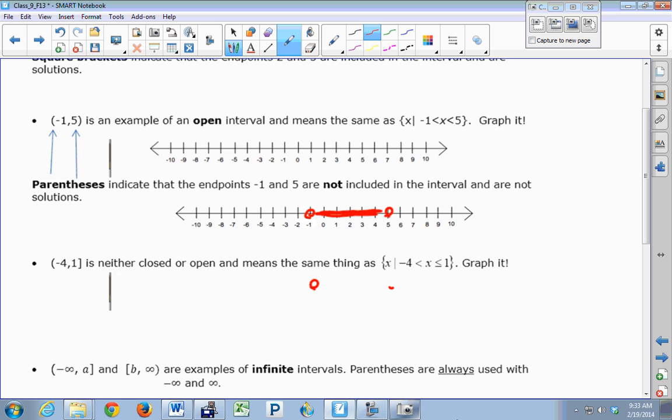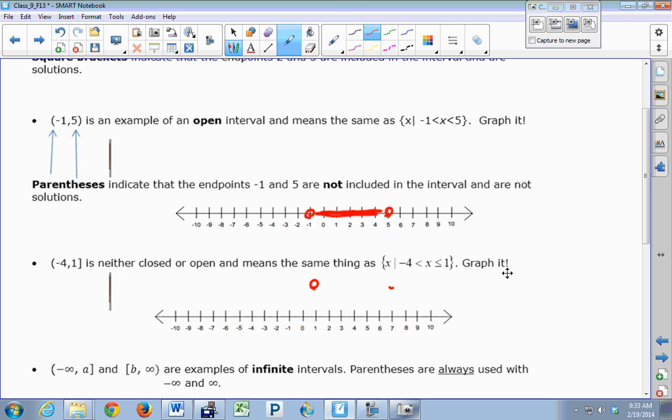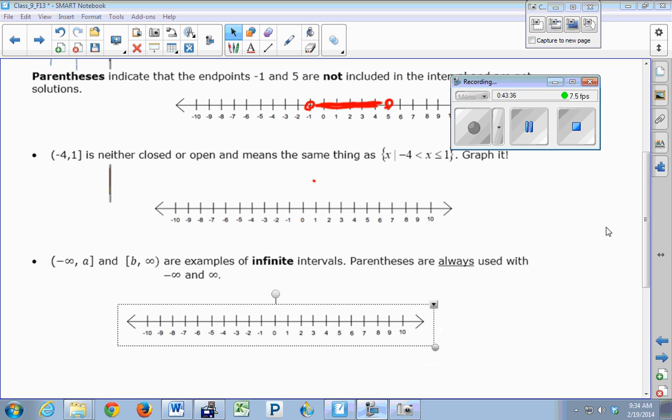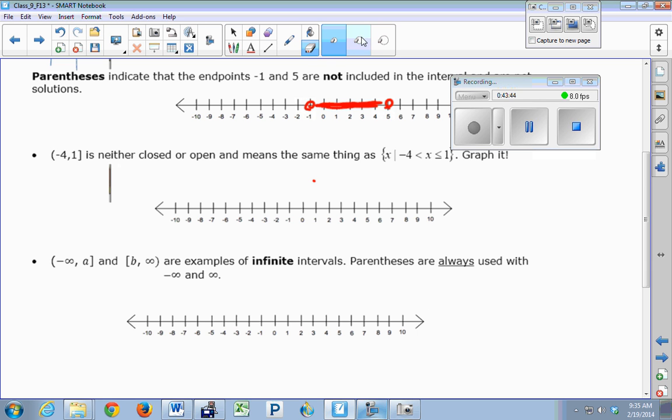Okay. So why don't you try the next one? You try the next one at your seats. Okay, someone want to tell me how we would represent this particular interval on a number line? How about you, Bob? I haven't heard from you today. An open circle at -4, close one at 1, and a line in between. Is everybody all set with that one?